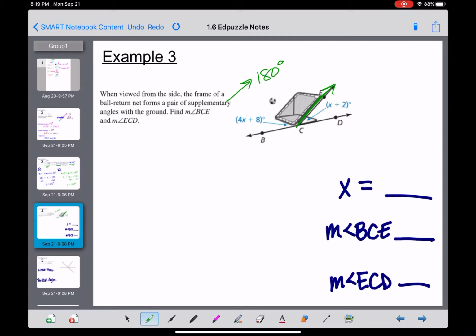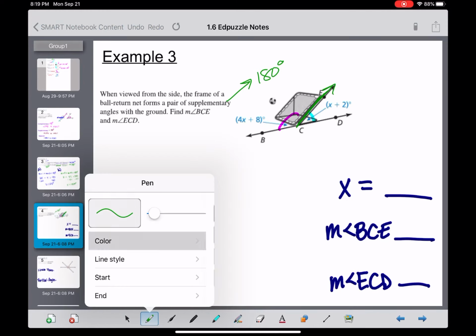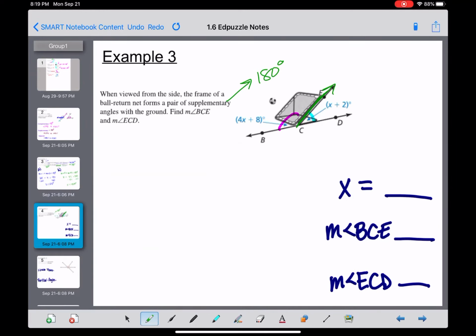So they want us to find both the measure of BCE and the measure of ECD. So we need to use our geometric knowledge that the sum of the two angles is 180 degrees. We also need to use the angle addition postulate: when I add the two angles together, they equal the sum of the entire angle.